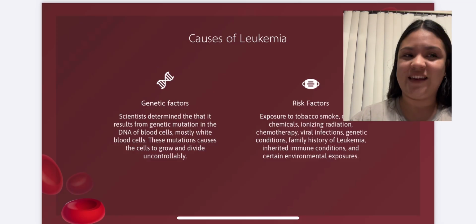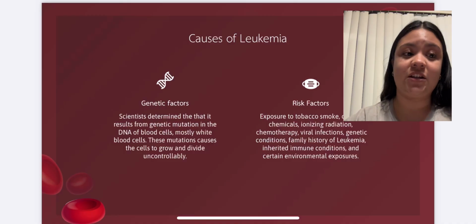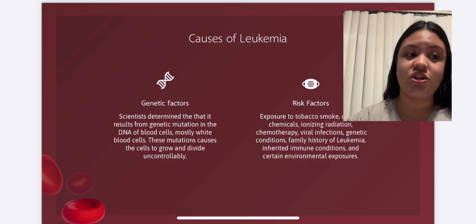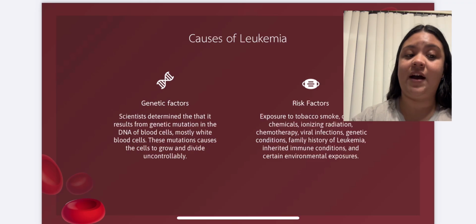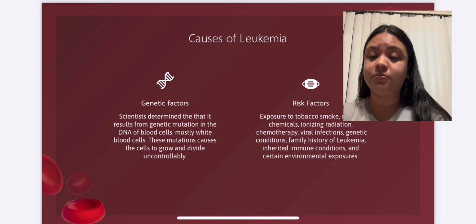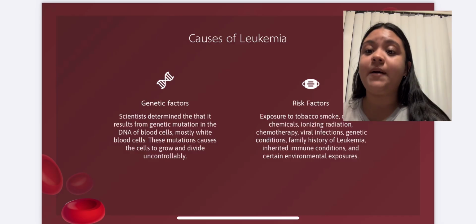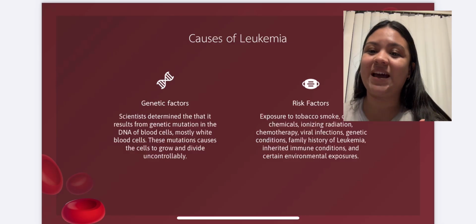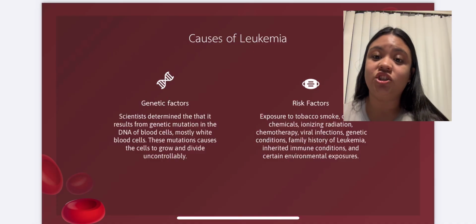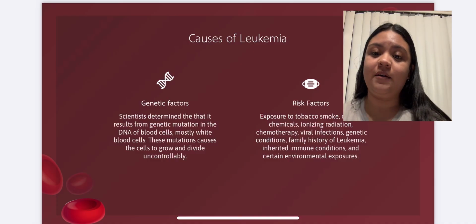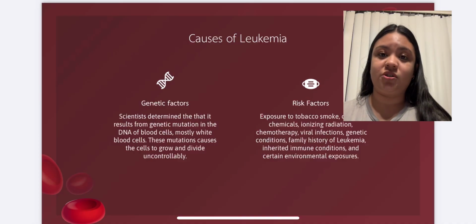Causes of leukemia can vary. For example, the genetic factors. Scientists determine that it results from genetic mutation in the DNA of blood cells, mostly the white blood cells. These mutations cause the cells to grow and divide uncontrollably. Some risk factors include tobacco smoke, certain chemicals, ionizing radiation, chemotherapy, viral infections, genetic conditions, family history of leukemia, inherited immune conditions, and certain environmental exposures.